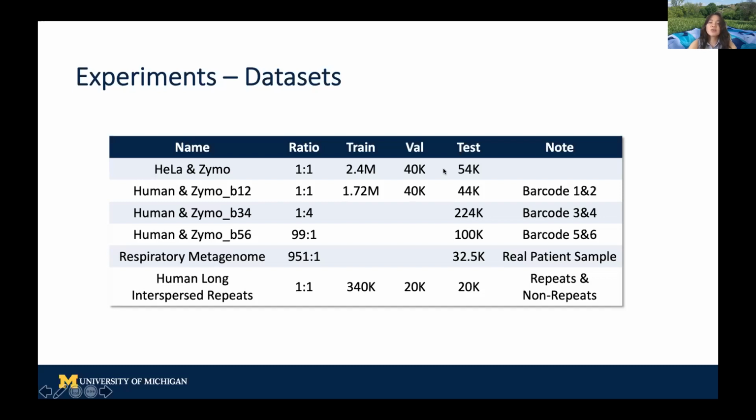So the first 2 are 1:1, the third was 1:4, human versus Zymo. These 2 are hugely disproportionate favoring the human genome, and the last one is also 1:1. All of the results shown later use the first model, the model trained on the first data set. We also trained the model on the second data set, and received similar results.